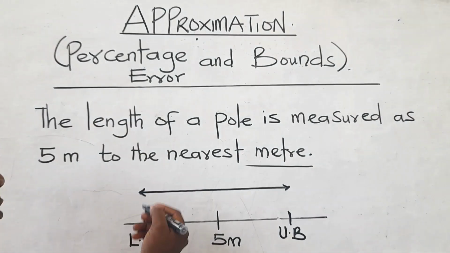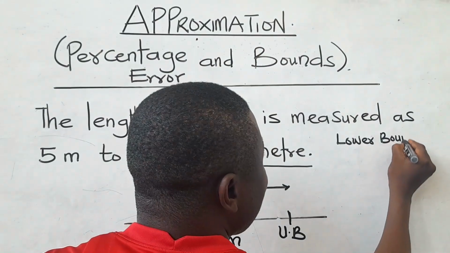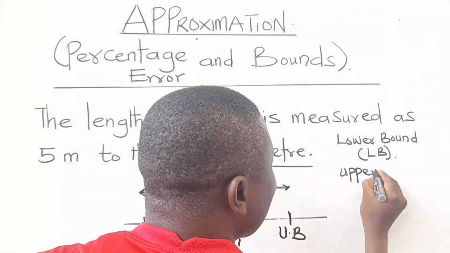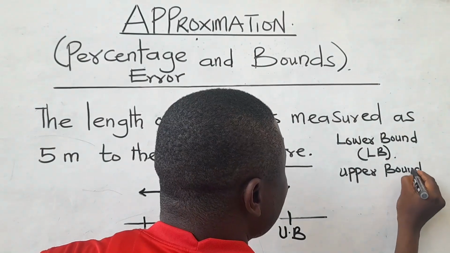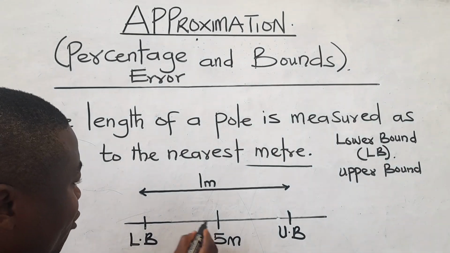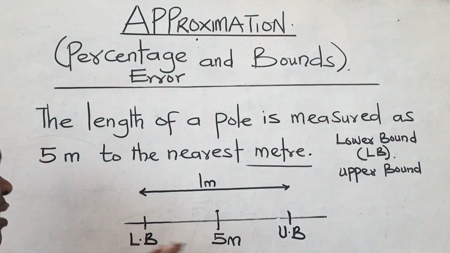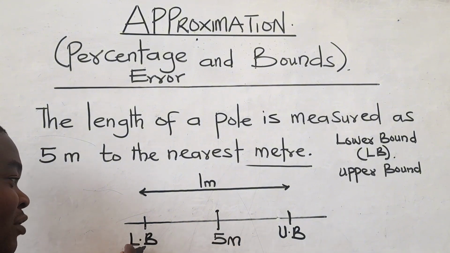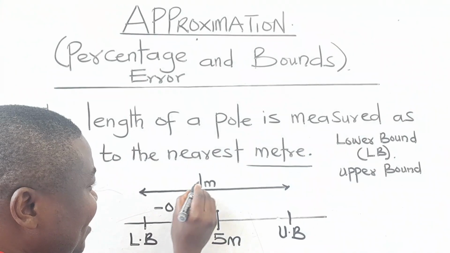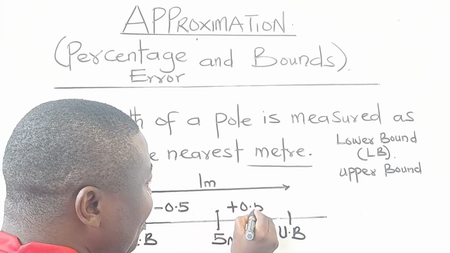Now write this in full. The lower bound, which is LB, and the upper bound is 1 meter. Meaning from this value we've gotten to the lower bound, the lowest point it can get to that can be approximated to give you 5 is this. This is divided by 2. You subtract 0.5 here and you also add 0.5 here.